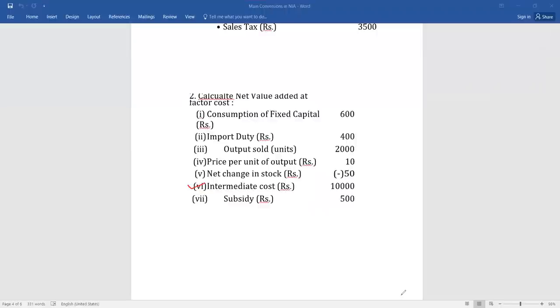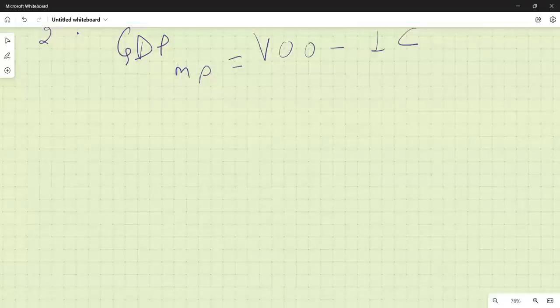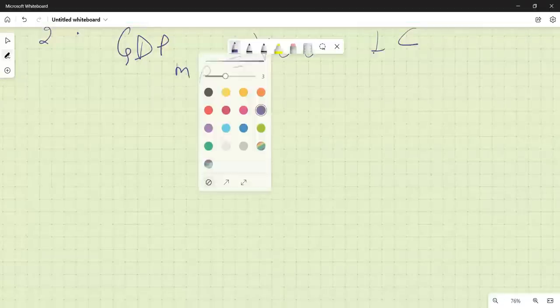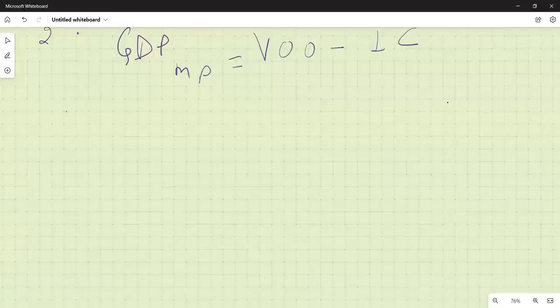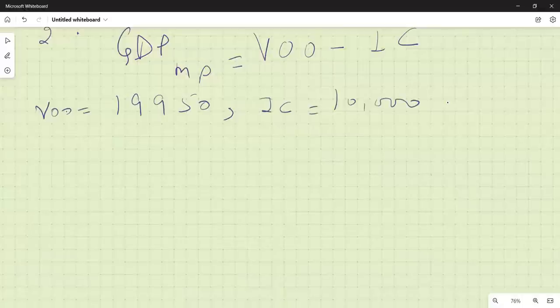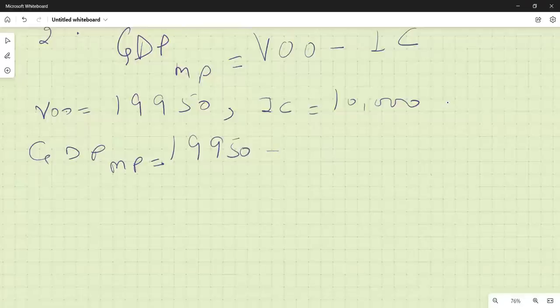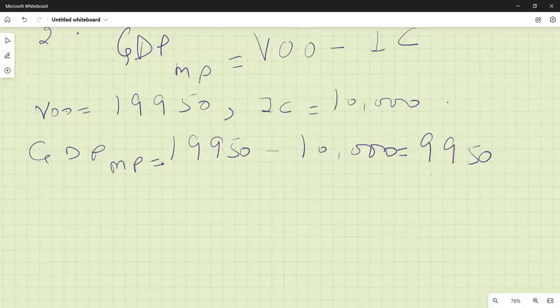Okay, so now how to calculate this? This will be equal to the value of output we found out right now, VOO, value of output. This was 19,950. And what's the value of IC? IC is equal to intermediate cost given, rupees 10,000. So now what will be the GDP at MP? GDP at MP will be equal to 19,950 minus 10,000. And this is equal to rupees 9,950. So this is the value of GDP at MP.